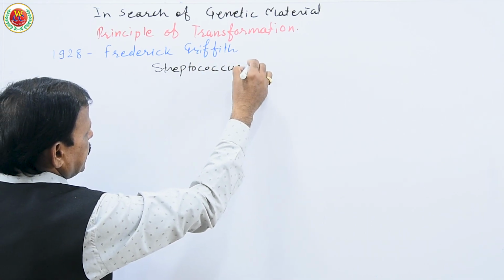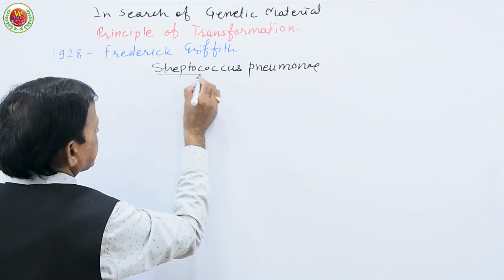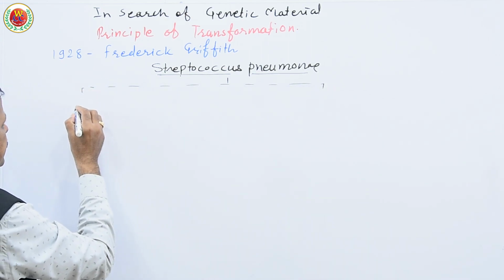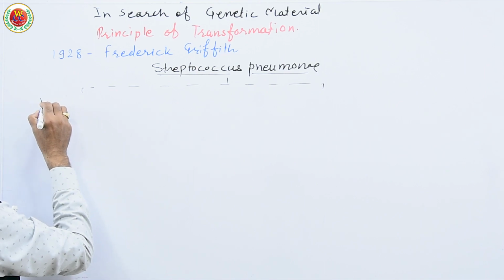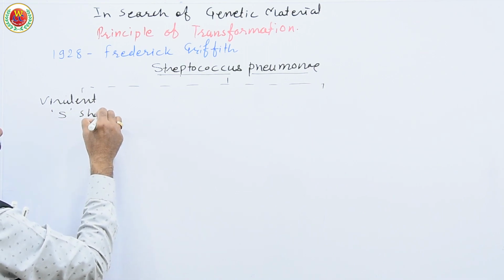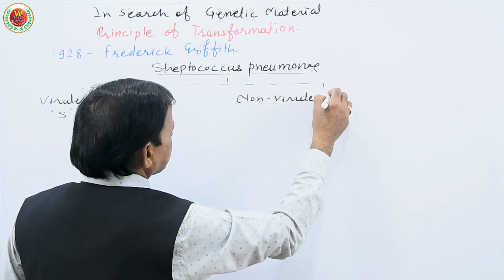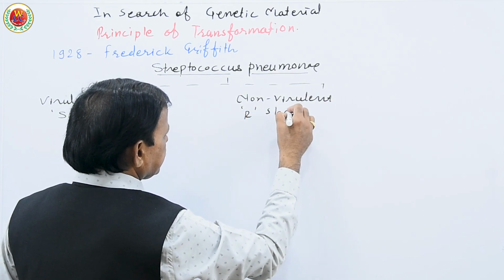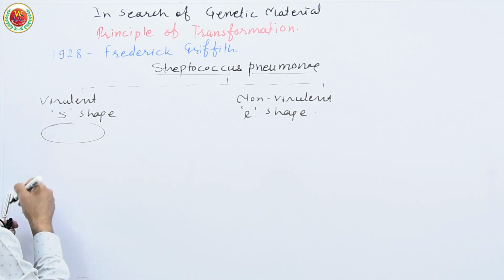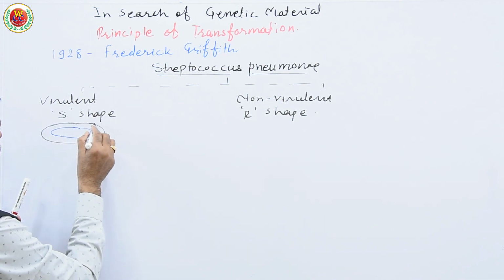These Streptococcus pneumoniae are of two types, virulent and non-virulent. Virulent is the S-shaped bacteria, and non-virulent are the R-shaped bacteria. The S-shaped bacteria have a smooth covering around the bacteria.